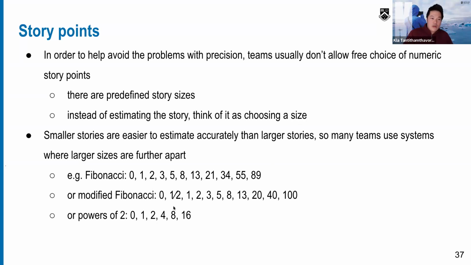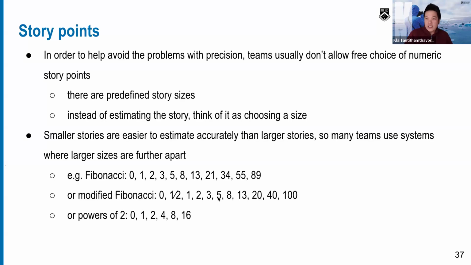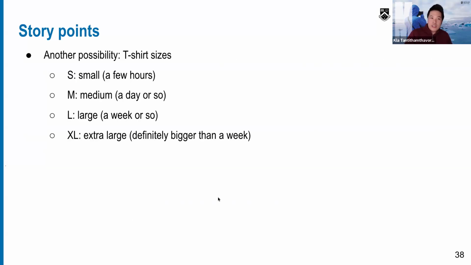There are different schemes or ways to assign the story point. One of them is Fibonacci. Another approach is to use something called t-shirt size. T-shirt size is just S, M, L, XL. S means just a few hours. This task is very small, I can complete it within a few hours, right?